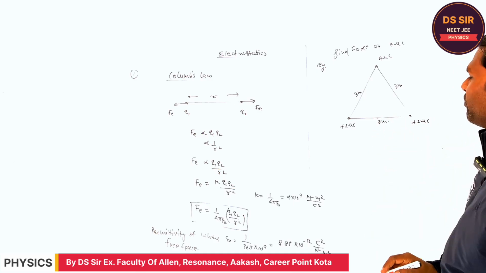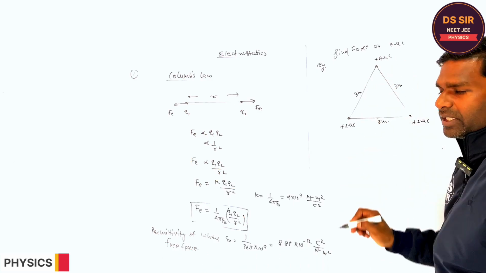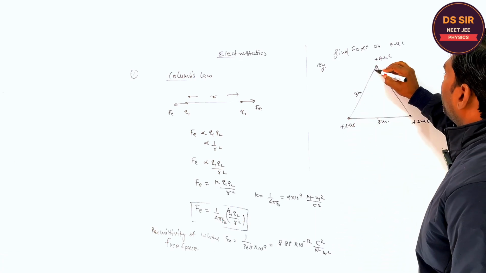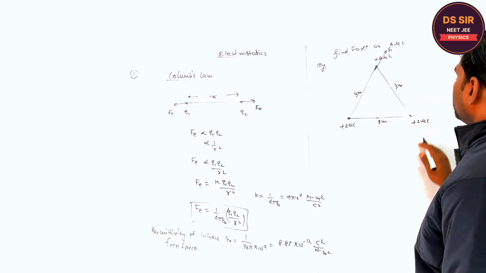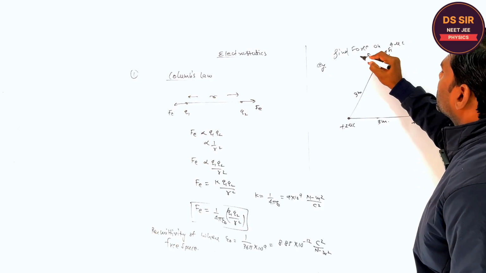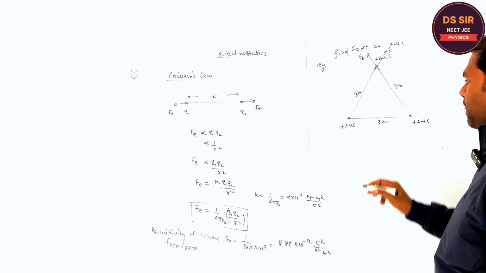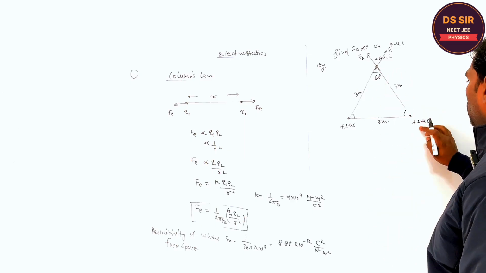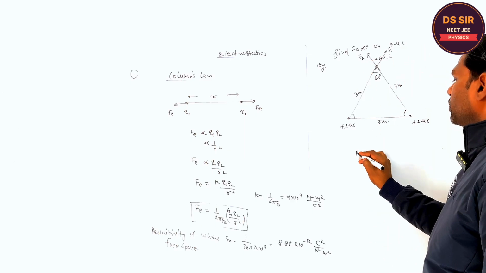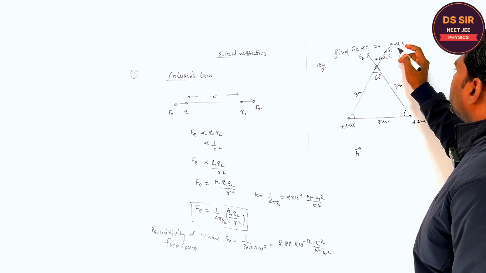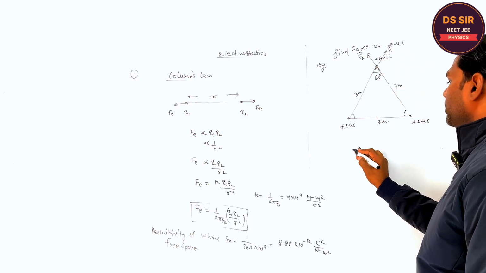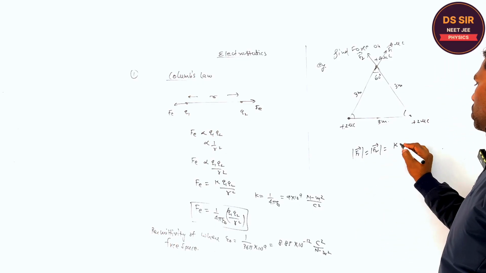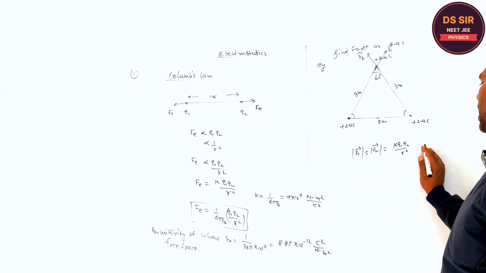So how to find the force? All the charges are similar, right? It is plus, it is also plus. So the force on this charge will be in this direction, and because of this one, the force will be in this direction. It is an equilateral triangle, so the angle will be 60 degree. Although the F1 vector and F2 vector are different, their magnitude will be the same, equal to K Q1 Q2 upon R square.